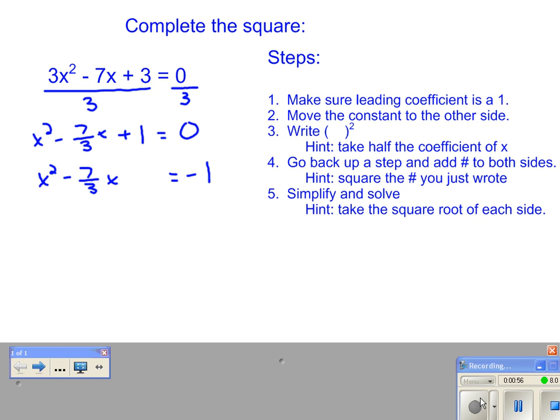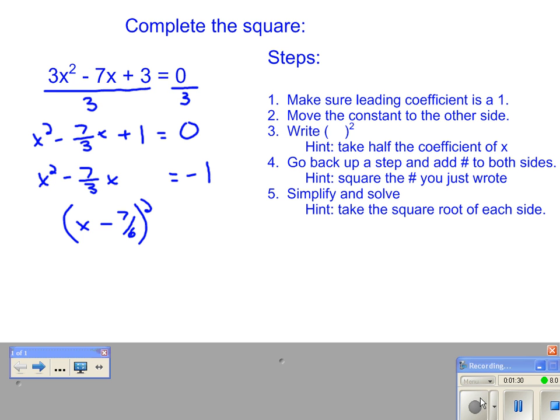The third step is write a quantity squared that would come from. Hint, take half the coefficient of x. So we are going to write a quantity squared, and we are going to take half of negative 7/3. Well, if you take 7/3 and divide by 2, you get 7/6. So we're going to have minus 7/6. Notice you don't put an x by the 7/6 because you're just taking half the coefficient.